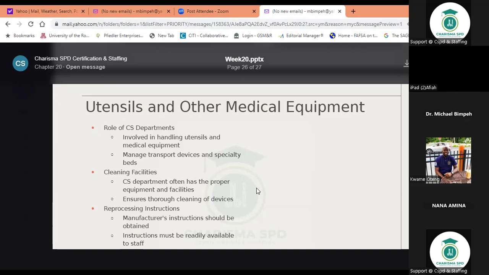Cleaning facilities. The CS department often has the proper equipment and facility. We need to have everything that we need, and thorough cleaning of devices. Yes, you must follow the IFU to clean those things or to decontaminate them. Reprocessing instructions. That's the IFU that has been obtained.